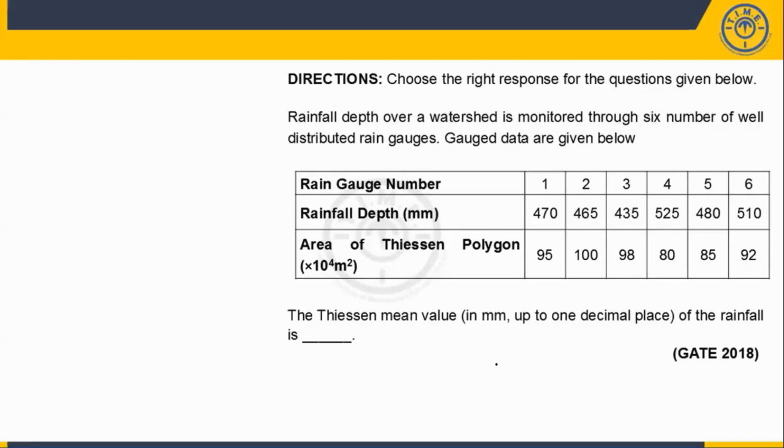So do this question. You have the rainfall depth at the particular rain gauge. You have the corresponding area also. Take a couple of minutes, and this is from GATE 2018. Do this question then.